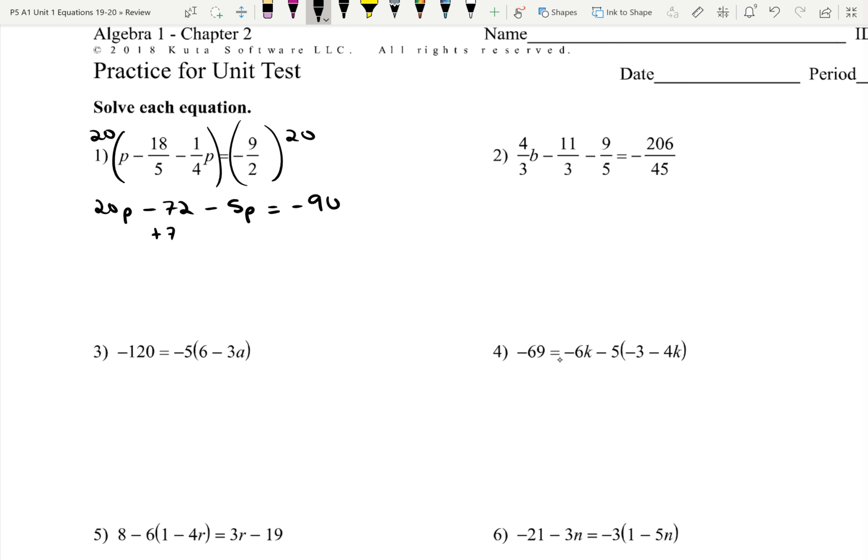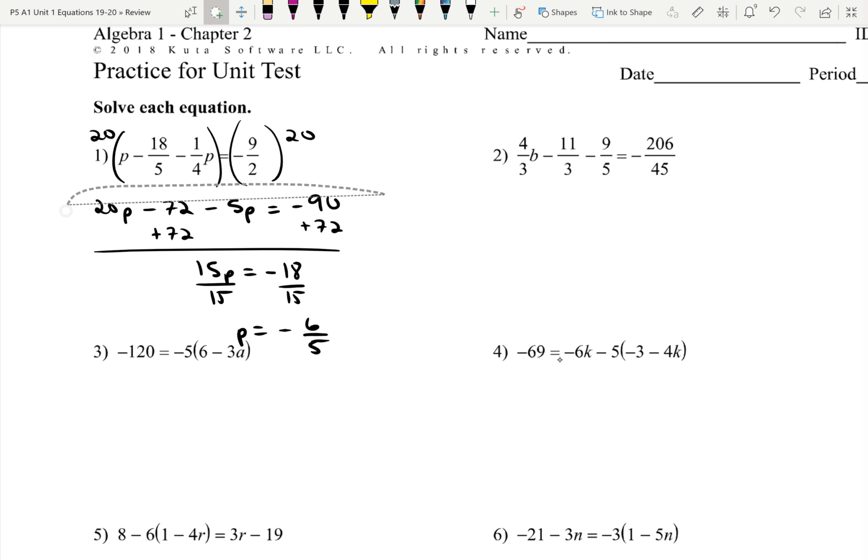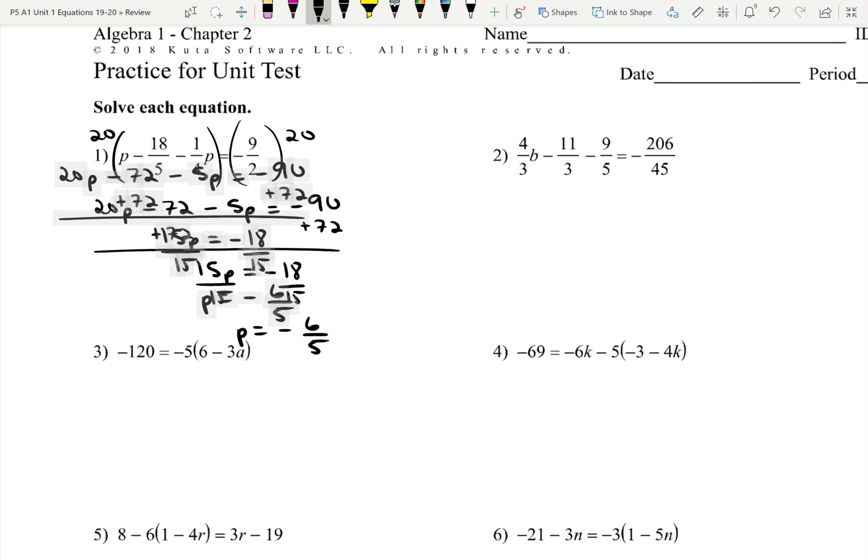We can add 72 to both sides at the same time as we combine our like terms on the left. That gives us 15p equals negative 18. Dividing both sides by 15, we see that we need to reduce that fraction, and p equals negative 6 over 5, as both of those are divisible by 3.